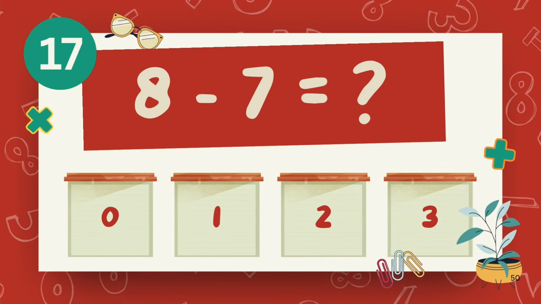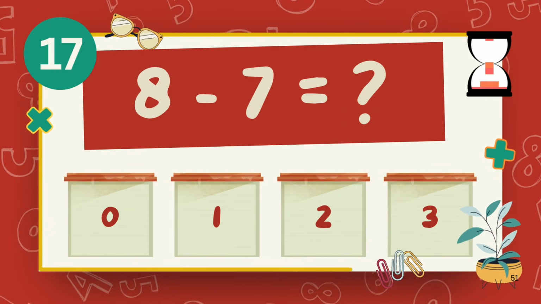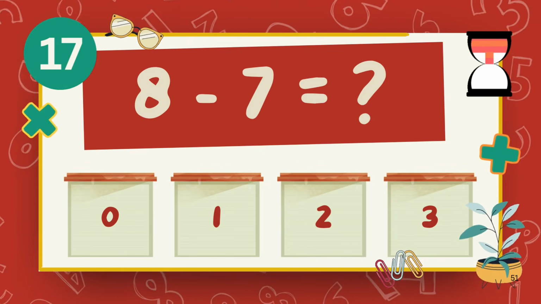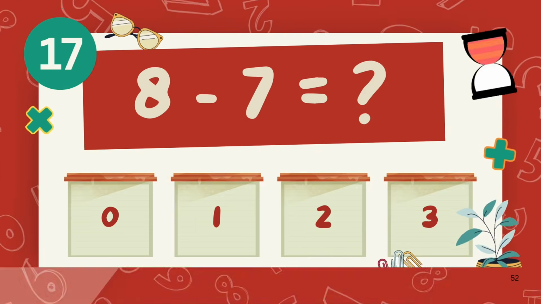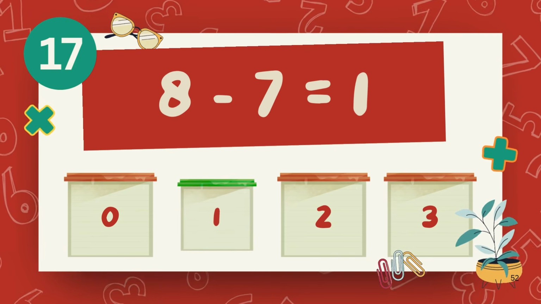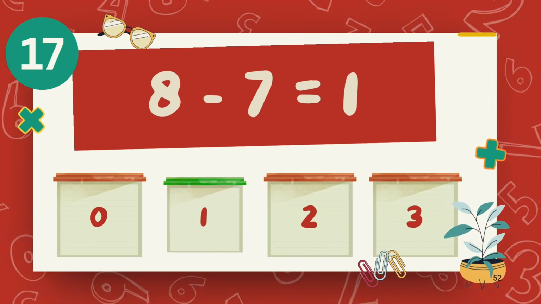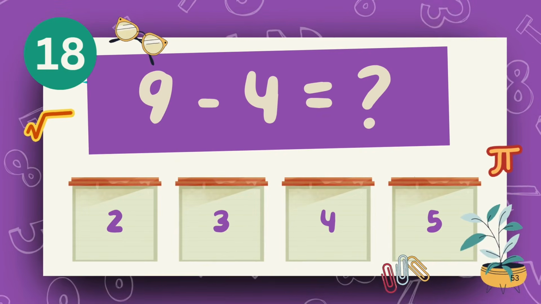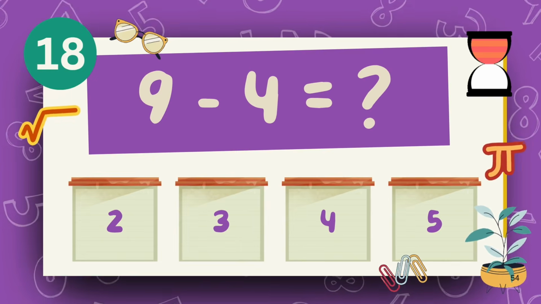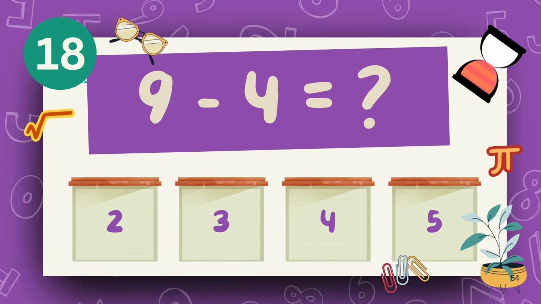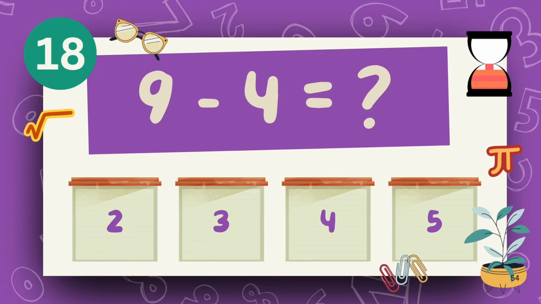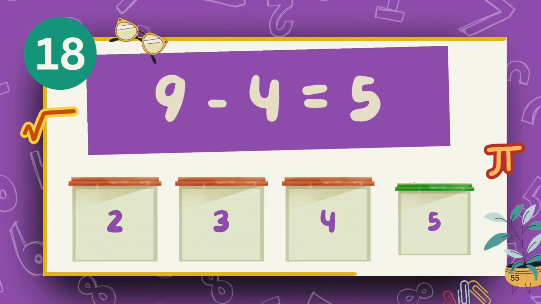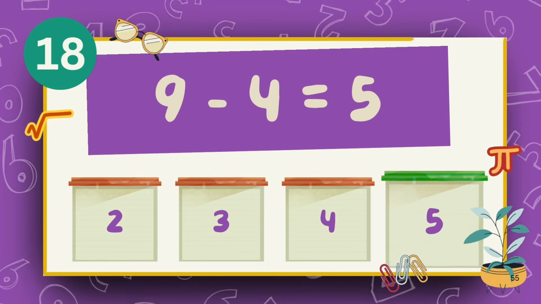What is 8 minus 7? The answer is 1. What is 9 minus 4? The answer is 5.